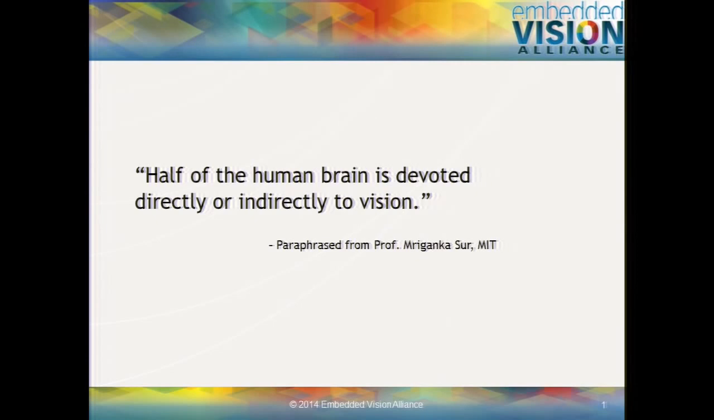So keep this in mind. Vision occupies half the human brain. From that, I think we can infer it's computationally hard, and it's really valuable to humans. The same things apply in artificial vision, in embedded vision. It's computationally hard, and it brings a lot of value to systems.